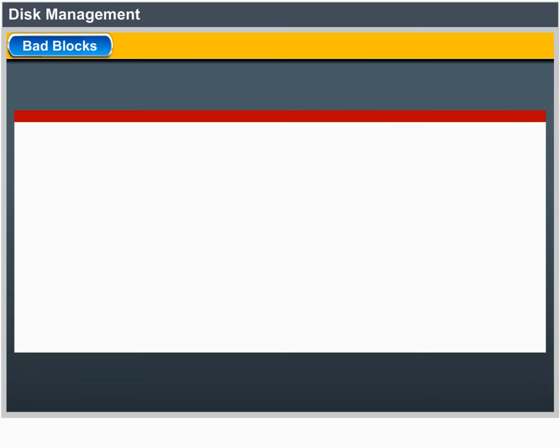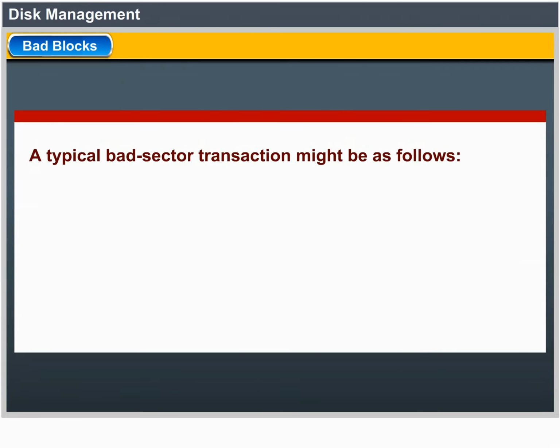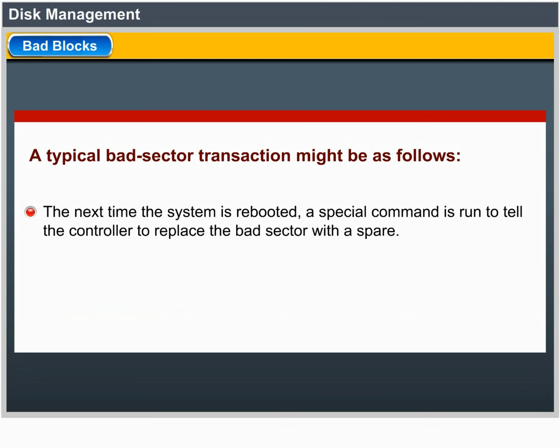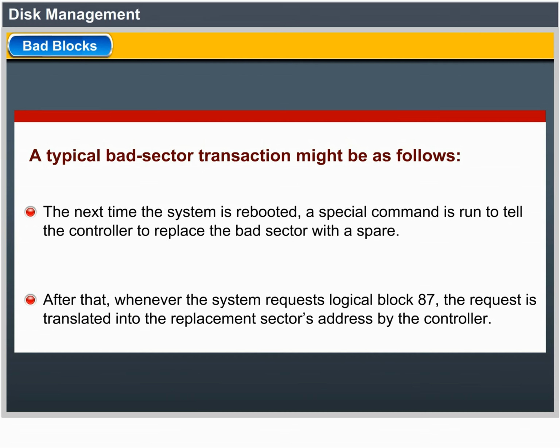A typical bad sector transaction might be as follows. The operating system tries to read logical block 87. The controller calculates the ECC and finds that the sector is bad. It reports this finding to the operating system. The next time the system is rebooted, a special command is run to tell the controller to replace the bad sector with a spare. After that, whenever the system requests logical block 87, the request is translated into the replacement sector's address by the controller.